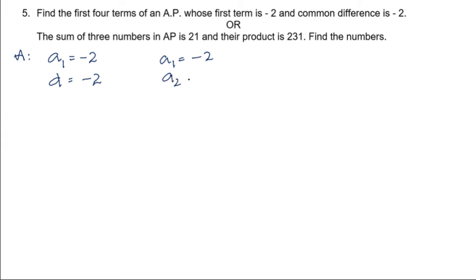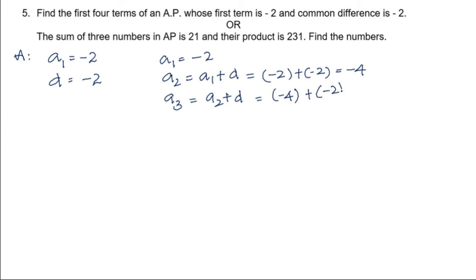The second term is the first term plus the common difference. So first term is -2. The common difference is also -2. We get the second term as -4. The third term is second term plus the common difference. The second term is -4 plus the common difference is -2. So we get -6. Fourth term is the third term plus the common difference. So -6 to be added to -2, we get it as -8. These are the first four terms of arithmetic progression.